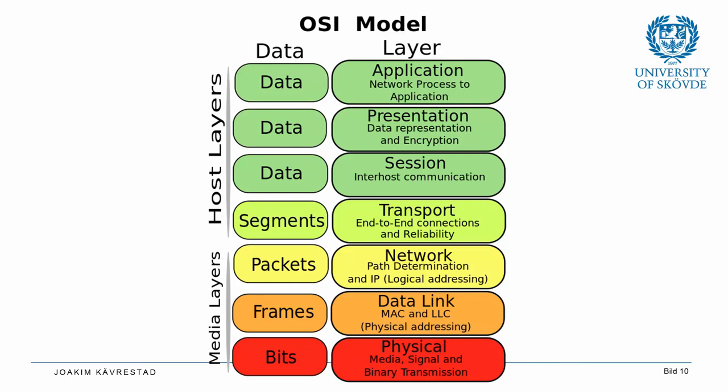And then we have layer 3, the network layer, where we have logical addressing, IP addressing. And then we have the data link layer, where we have physical addressing with MAC addresses. And then we have the physical layer, or layer 1, that handles media, signals and binary transmission, stuff like that. And we will look at this in even more detail in the upcoming lectures.